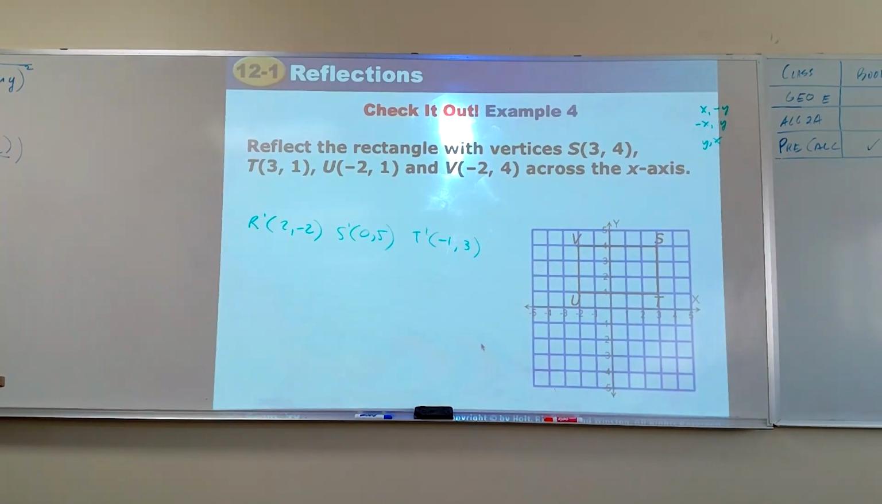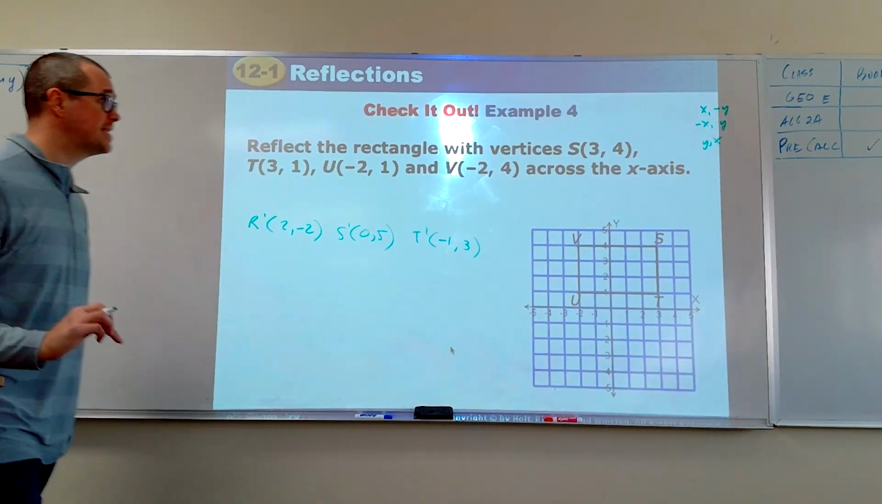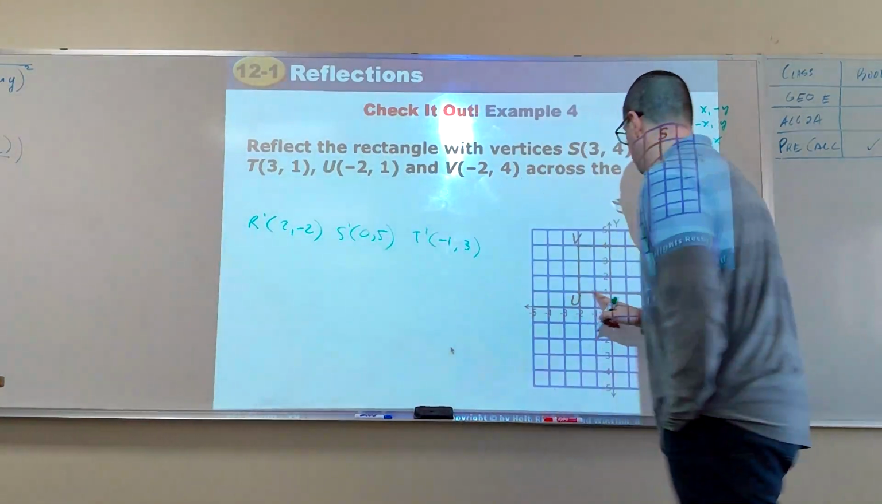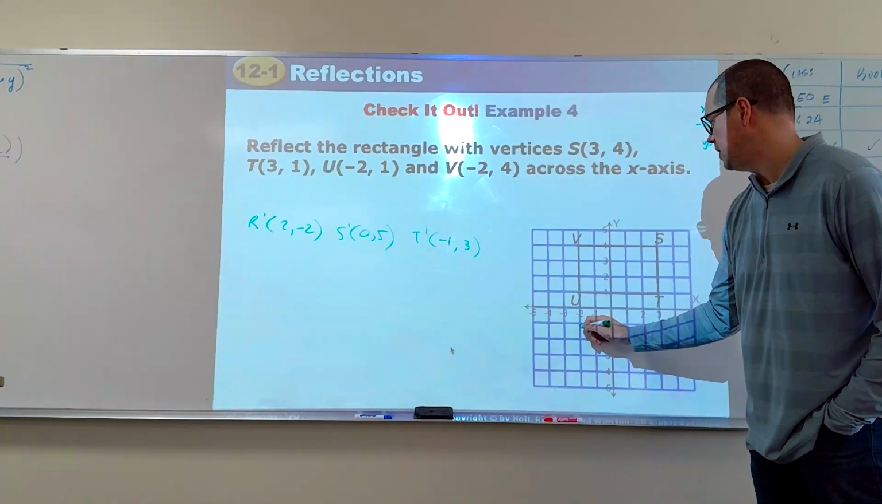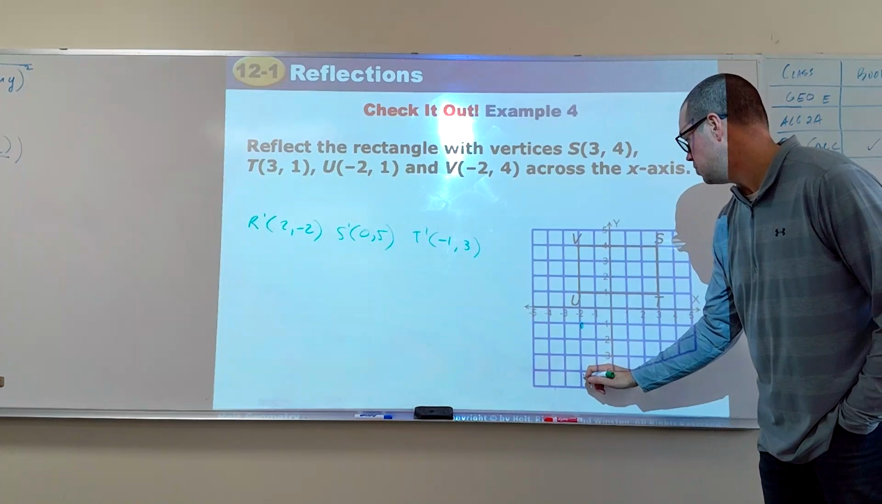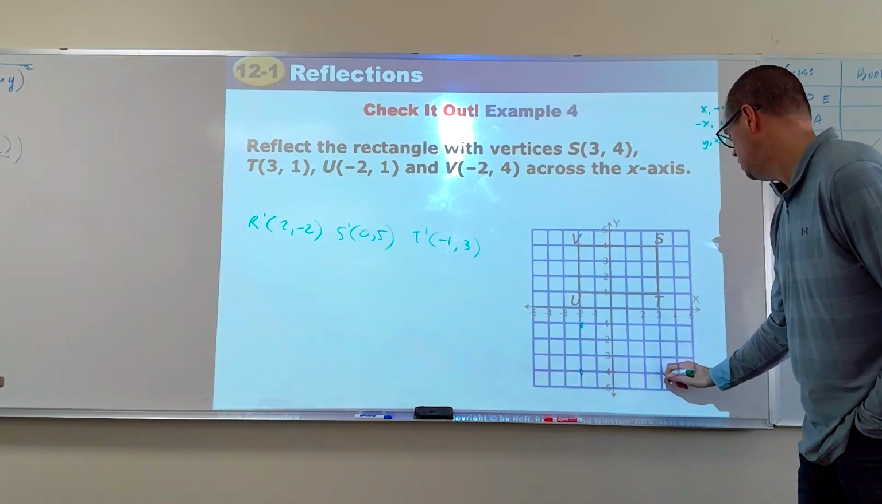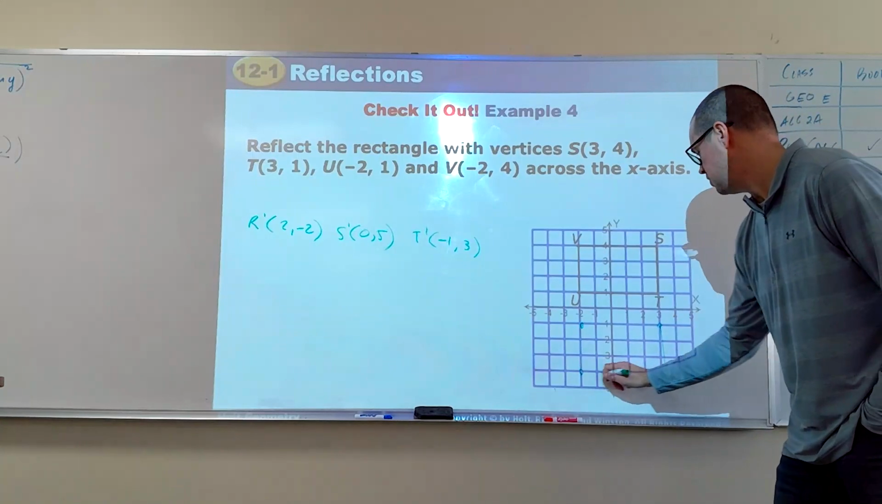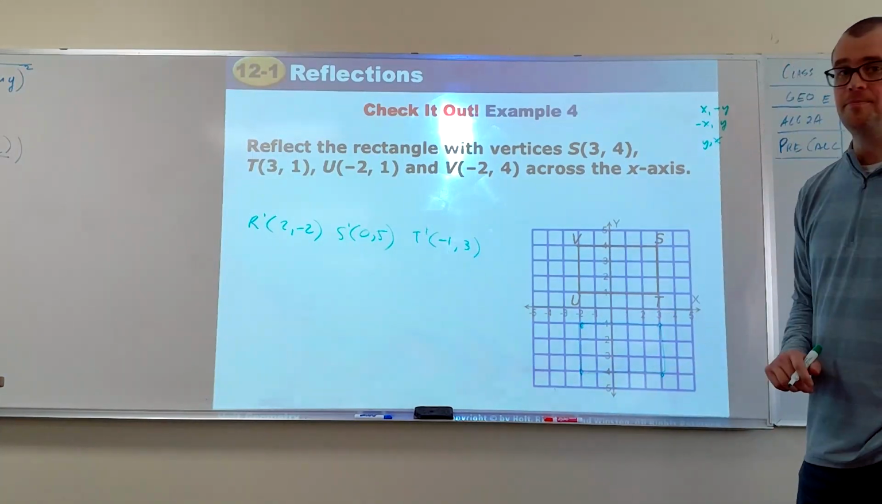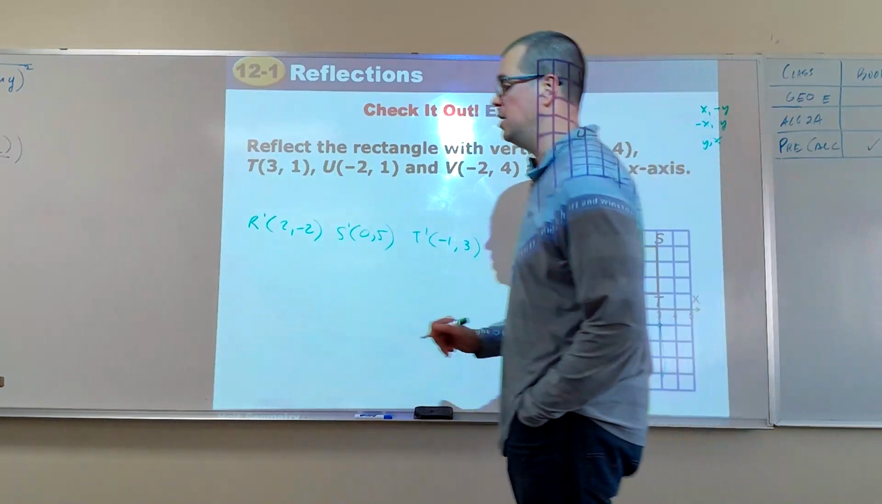Okay? And then we could reflect it across the x-axis. If you wanted to, you could just do it in the coordinate plane after you graph it. And you can see that this would just be boom, boom, boom, boom, and then you could draw your rectangle. Okay? Just make sure you know how to use the rules.